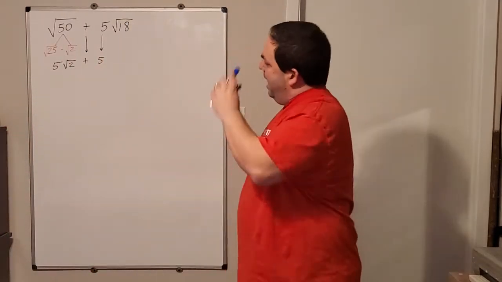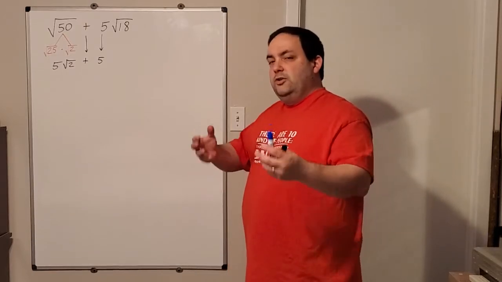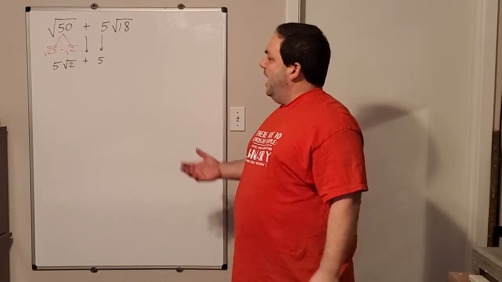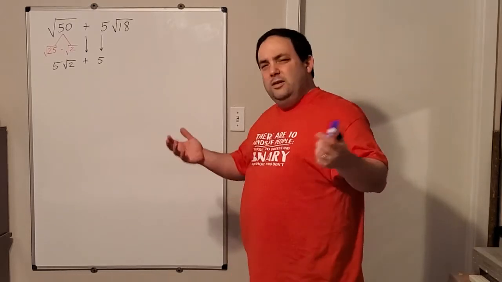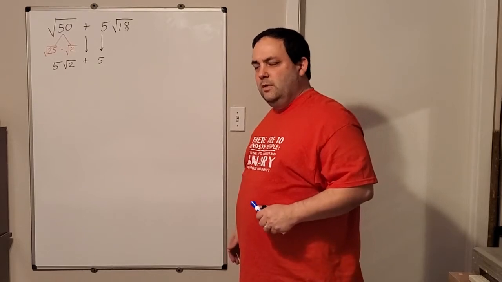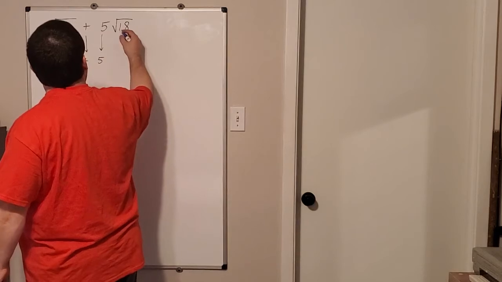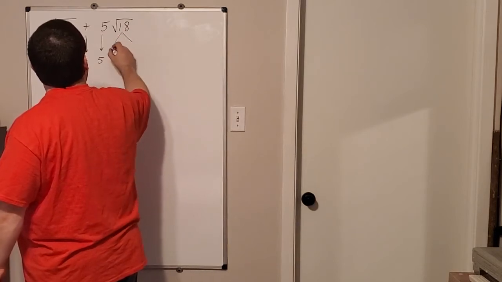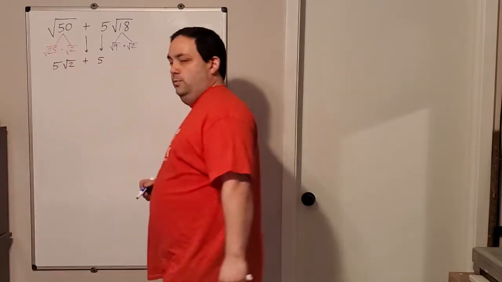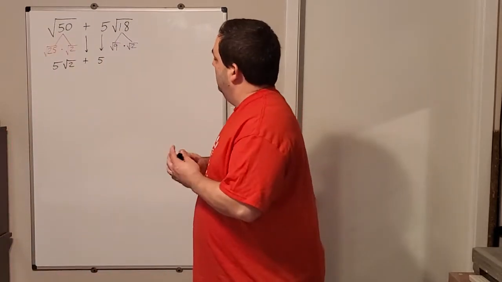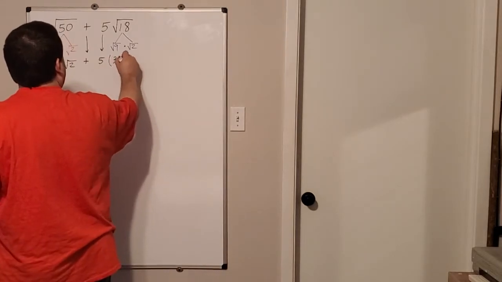Now let's think. 18. I need to break that square root down into something that I can do a square root of. 18 can do 3 times 6, but 3 and 6, neither one of those are square numbers. How about 2 times 9, or 9 times 2? That would be great. So I'm going to be splitting this into square root of 9 times the square root of 2, right? Well, that's going to give me 3 square root of 2.